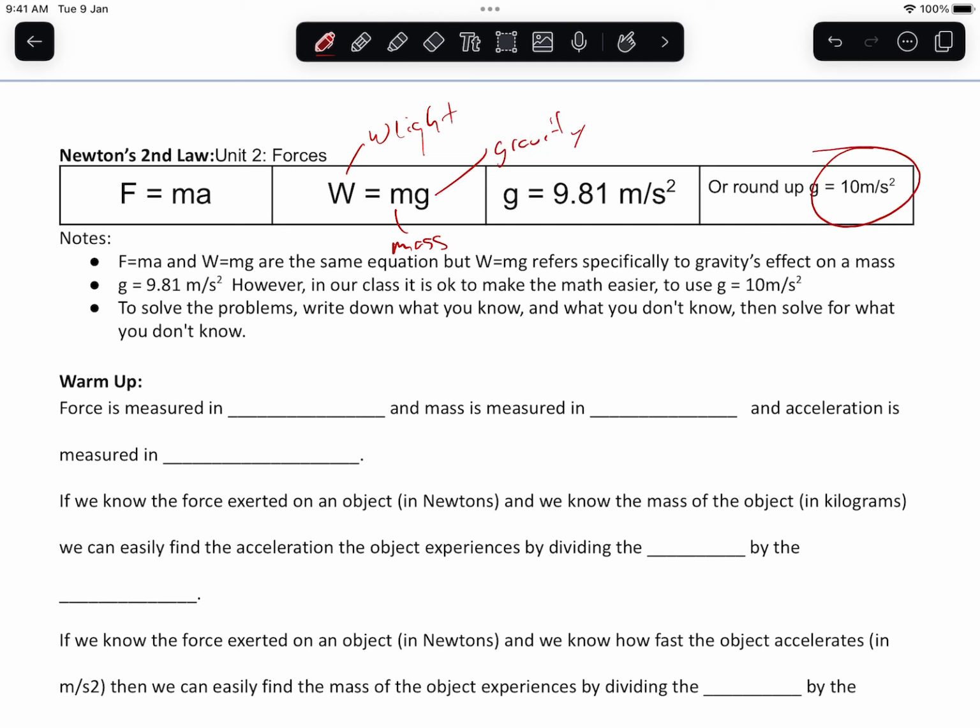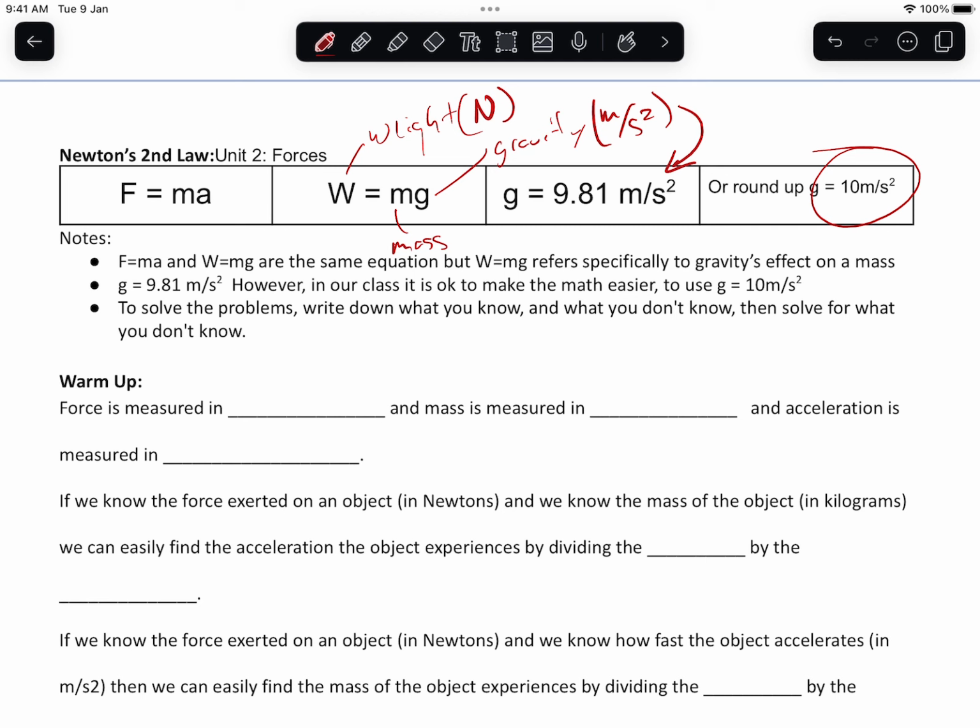We're going to actually round up to 10 for this. Notice F equals ma and W equals mg are really the same thing, except g is a special type of acceleration and weight is a special type of force. So the units for weight are in newtons. The units for gravity are meters per second squared, as shown right there.